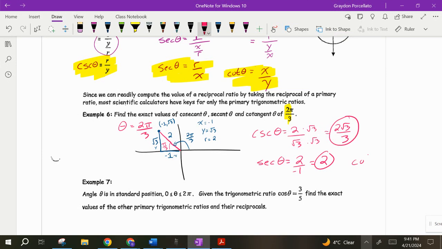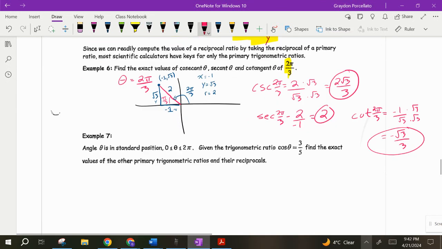And if I want to find out the cotangent of theta, that's x over y, so this is negative 1 over root 3, which simplifies to negative root 3 over 3, multiplying the top and bottom by root 3. Okay? Now, what I should have written here is we know what theta is, so instead of writing theta, I'm actually going to put what theta is, because theta is 2 pi over 3.